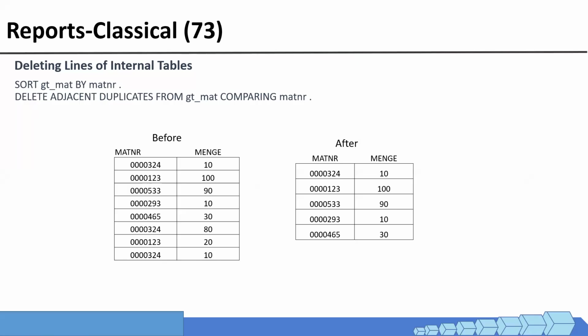Getting the point here, right? Yes. Because it is not in order, it only checks adjacent records for duplicates. That is the reason you apply this one practically.